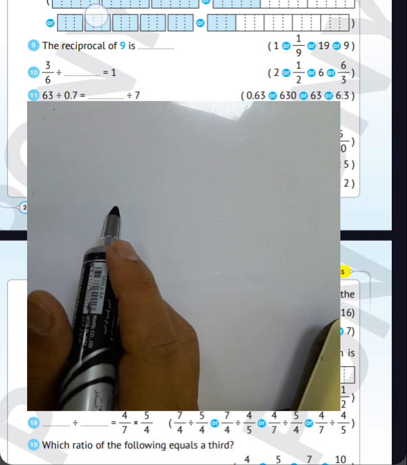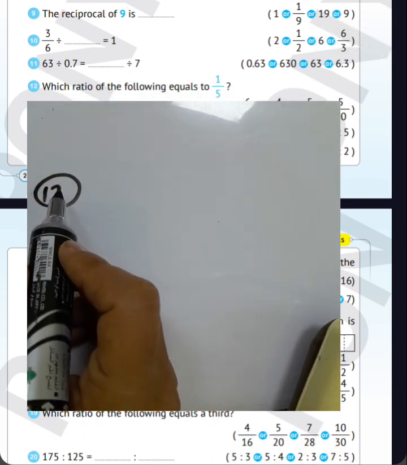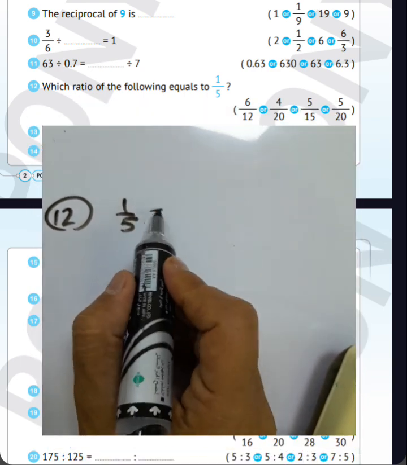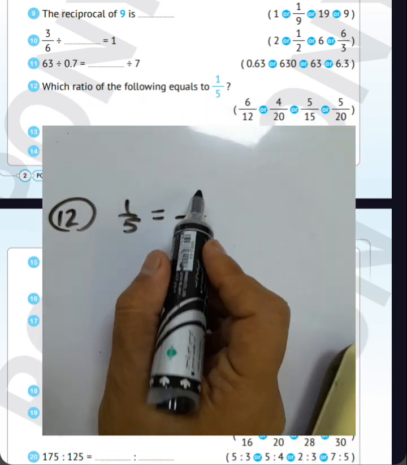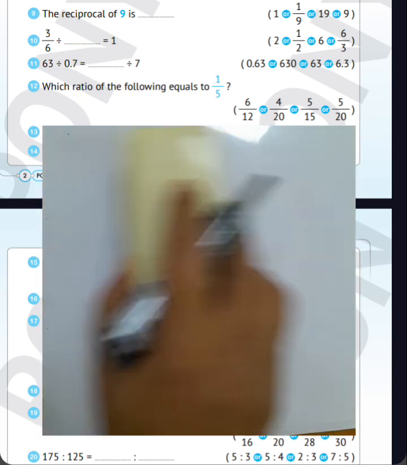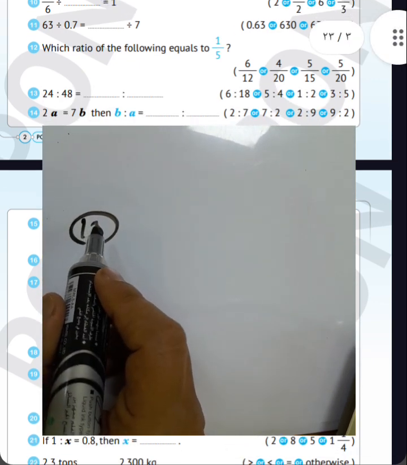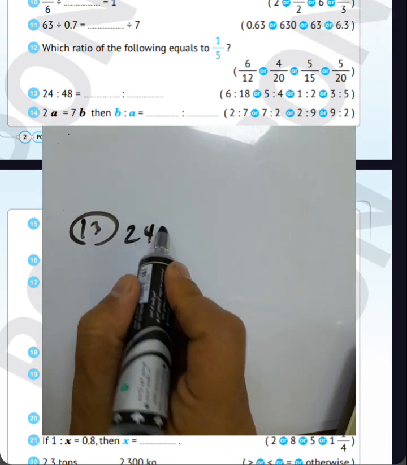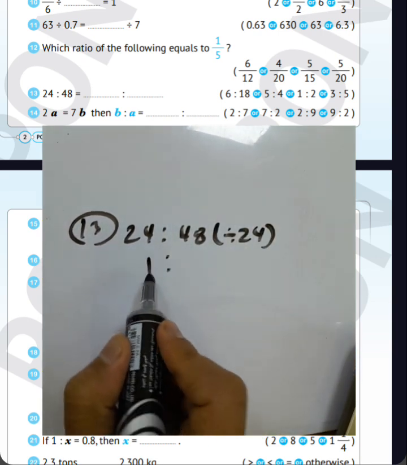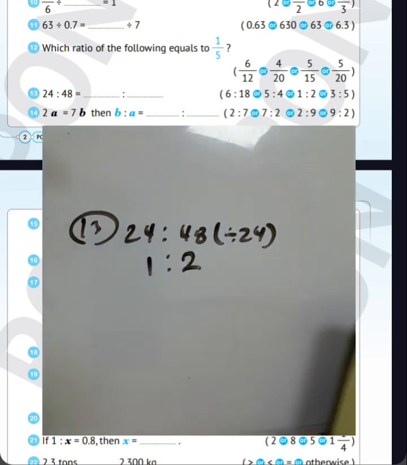Question 12. Which of the following ratios equals 1/5? 1/5 here, multiply by 4 the numerator and denominator. 4 times 1 equals 4, 4 times 5 equals 20. The result will be 4/20. Question 13. 24 to 48, we can divide it by 24. 24 divided by 24 is 1, 48 divided by 24 equals 2. The result will be 1 to 2.